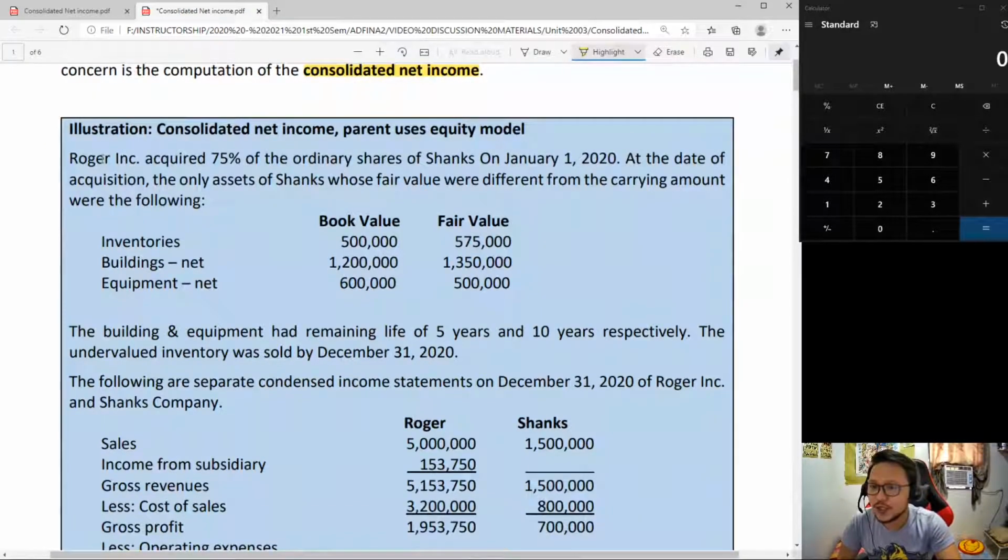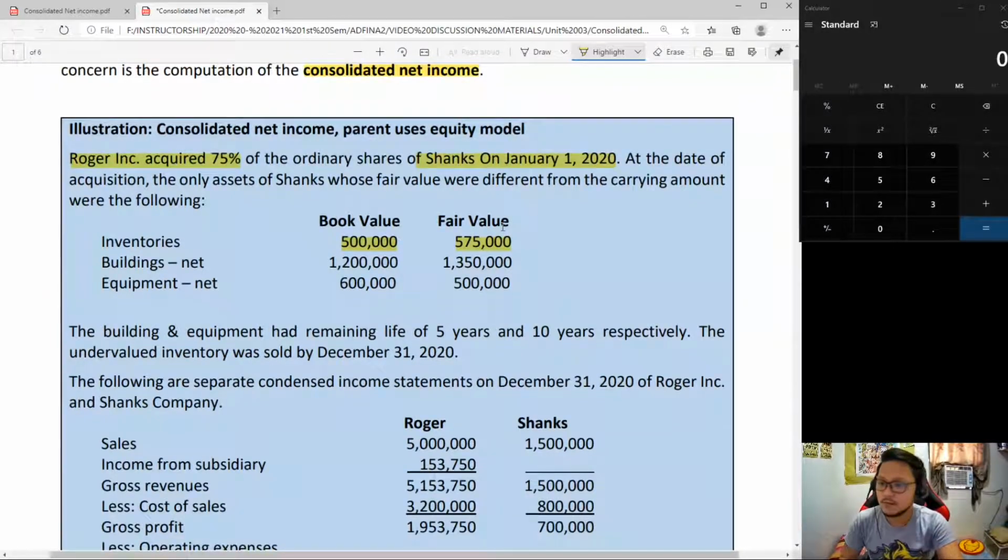Roger Incorporated acquired 75% of the ordinary shares of Shanks. So Roger is the 75% owner of Shanks on January 1, 2020. At the date of acquisition, the only assets of Shanks whose fair value were different from the carrying amount were the following. Make note of this, guys, kasi itong mga over and under valuations, the difference between book value and fair value, might affect our consolidated net income in the form of amortization.